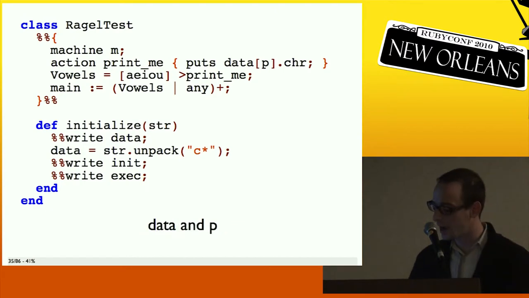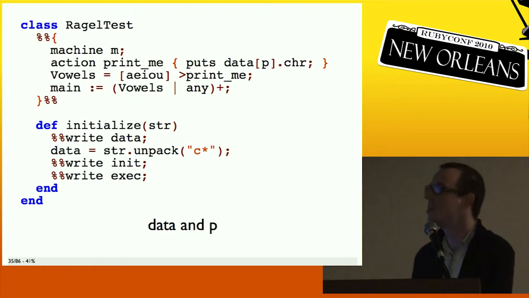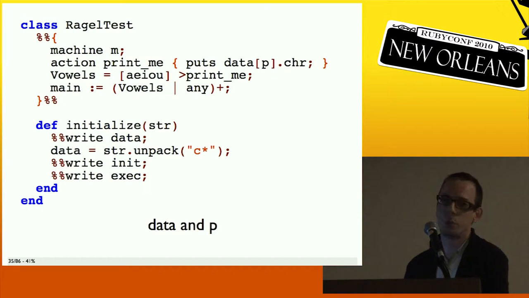Data and P are, I would say, maybe the most important variables you're going to think about that Ragel requires you to define or use. Data is the array of characters. P is the pointer to the current one as you're processing. So you are probably going to do a lot of looking things up with P and figuring out where you are and keeping track of where you are as you're parsing.